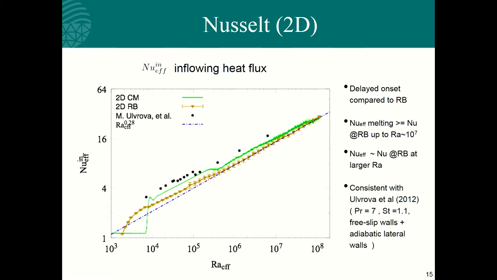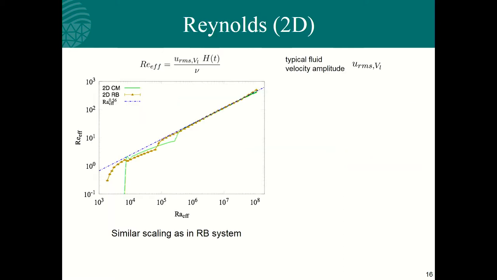And only for observation, I put the slope of this line for the Rayleigh-Benard system, which you see is less than one-third here. Likewise, we can look at the Reynolds number, which is defined as the average velocity times the height of the interface divided by viscosity. You see similar behavior for the Rayleigh-Benard system and convective melting. And why we have this similarity, this is a question.